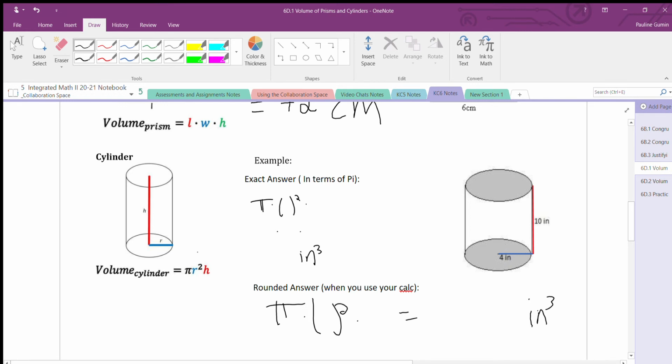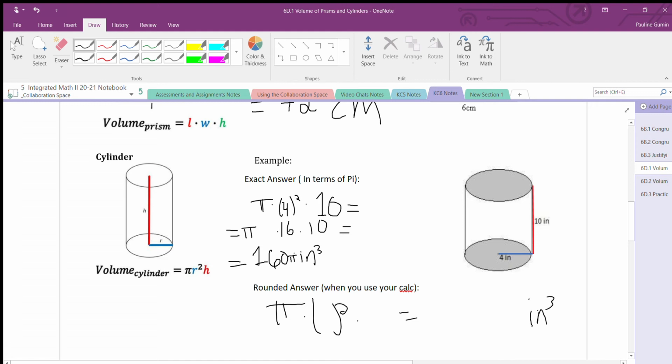So our volume is pi times radius squared times your height, so we have pi times 4 squared times 10. I'm going to simplify it a bit. 4 squared is 16. All right, now I can do this very easily in my head. 16 times 10 is 160, and the pi just kind of tags along.